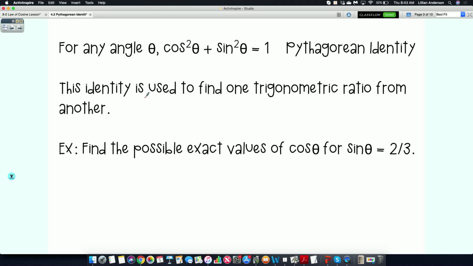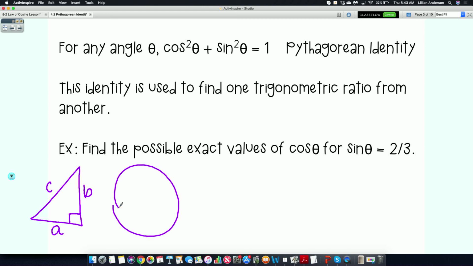Okay, normally a and b would represent the legs of your right triangle, correct? But when you put that triangle inside of your unit circle, now a and b technically correspond to your x and y coordinate points. X on your unit circle is what? Cosine. And y on your unit circle is what? It's sine. And so then a squared cosine, b squared sine squared equals 1. Why is it 1 and not some other number? That's the radius of the unit circle.